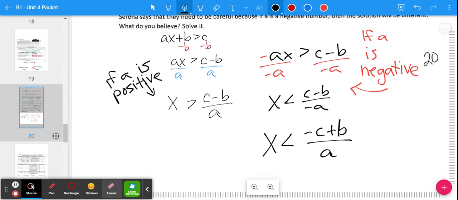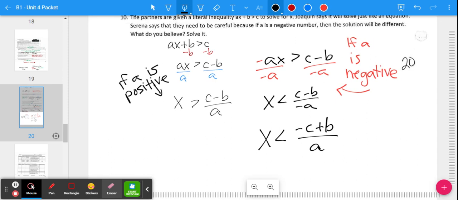So yes, there is a difference. Serena's correct. Joaquin is correct. If we solve it like a regular equation where a is positive, the inequality would not flip. But if that a value ended up being negative, you would have to flip it in the end.